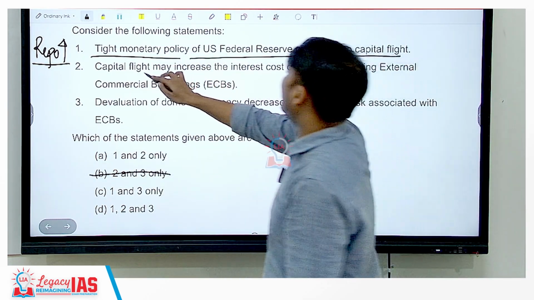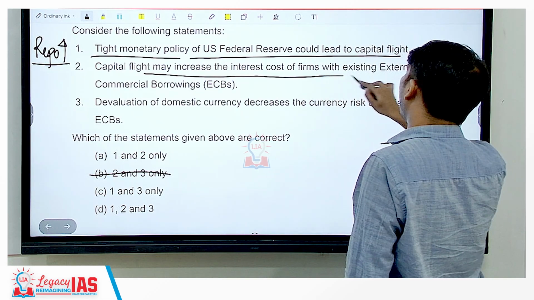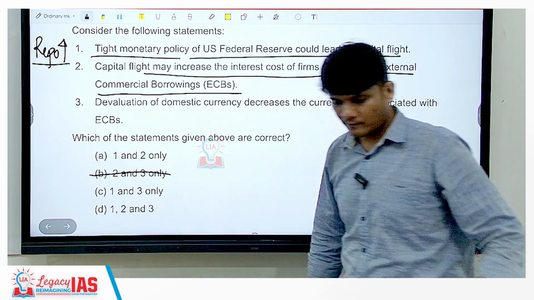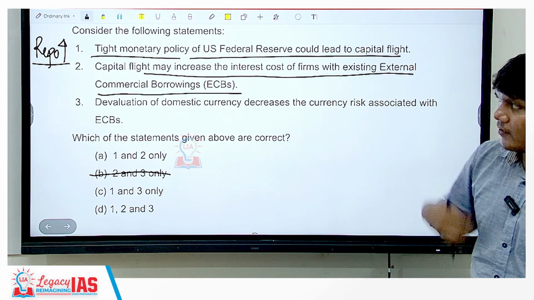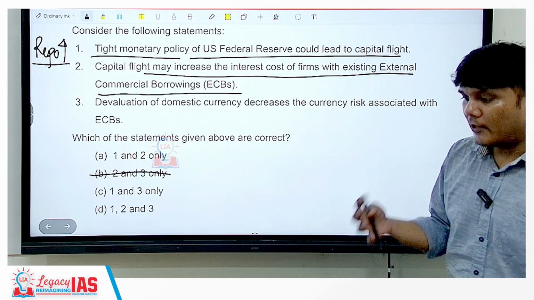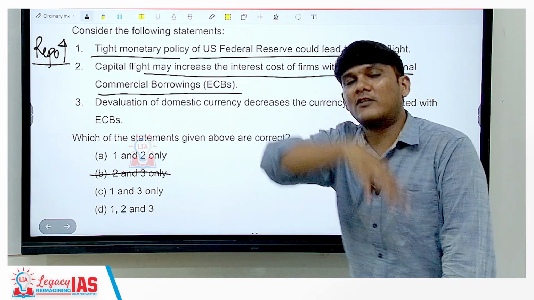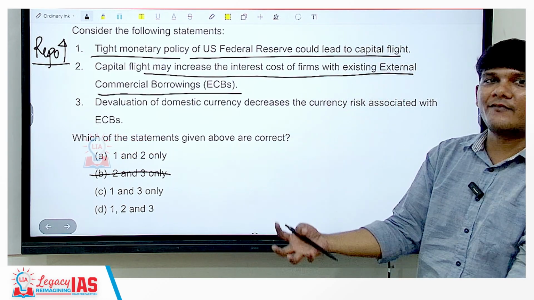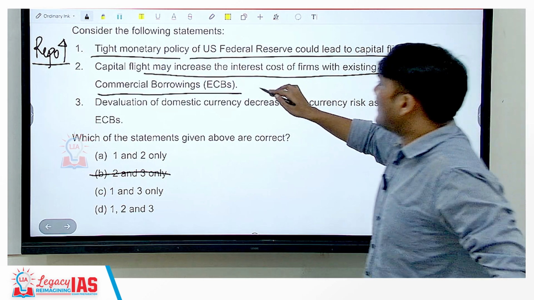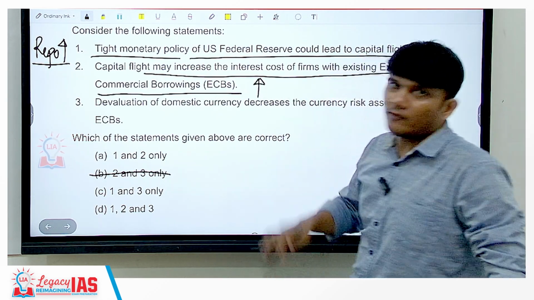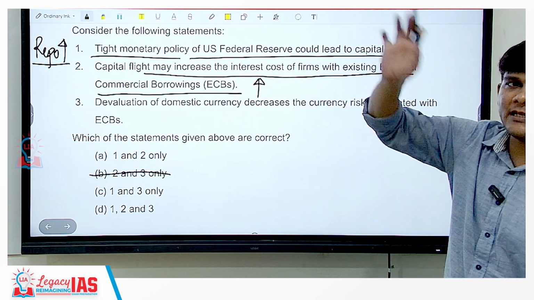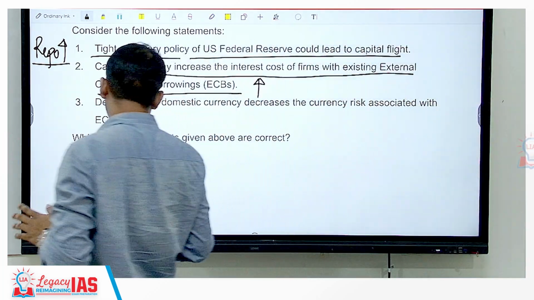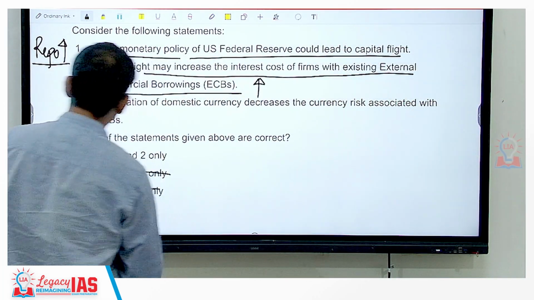Statement 2: Capital flight may increase the interest cost of firms with existing external commercial borrowings. Now when the capital is flying away, but you had already taken loans previously, less capital is available, so of course the interest rates would go up. When the repo rate goes up, everything generally should go up. So this is also correct. 1 and 2 are correct, so this is gone.